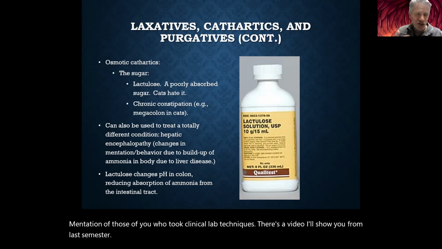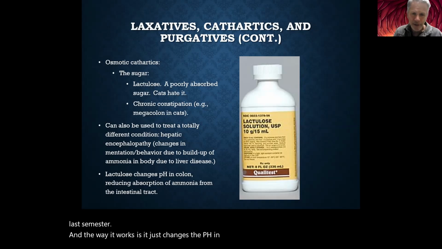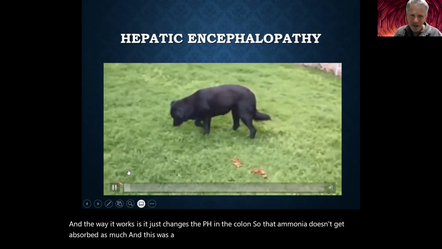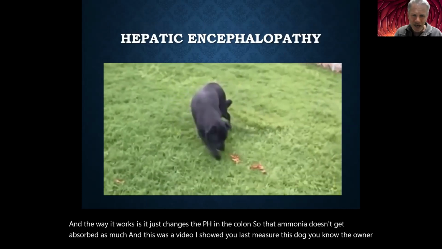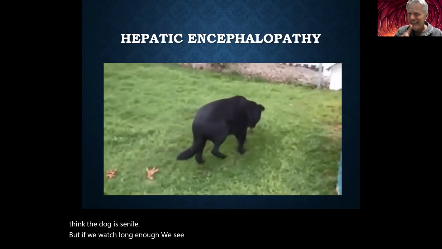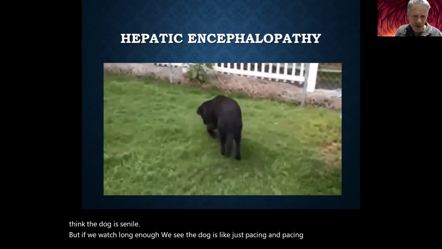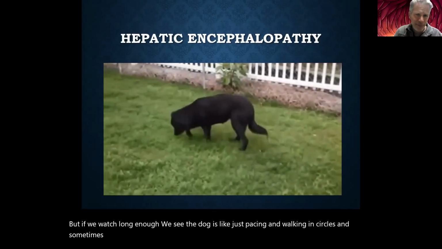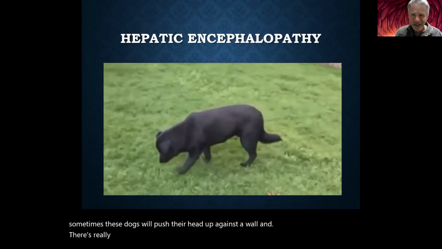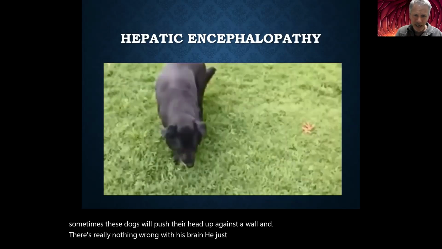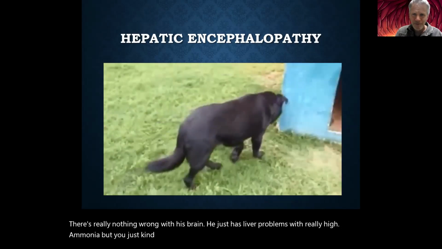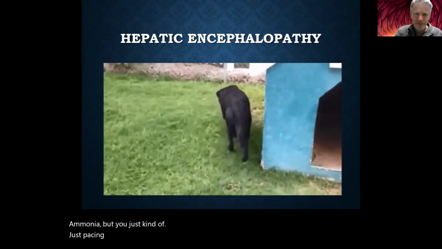The way it works is it just changes the pH in the colon so that ammonia doesn't get absorbed as much. And this was a video I showed you last semester. This dog, the owner might think the dog is senile, but if we watch long enough, we see the dog is just pacing and walking in circles. Sometimes these dogs will push their head up against a wall. There's really nothing wrong with his brain. He just has liver problems with really high ammonia.